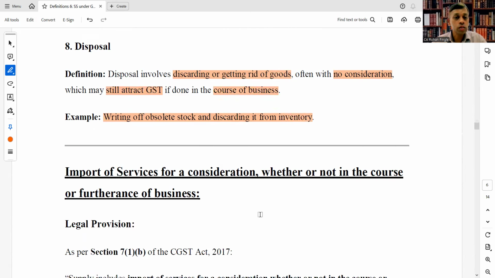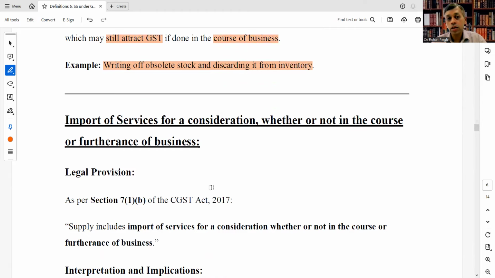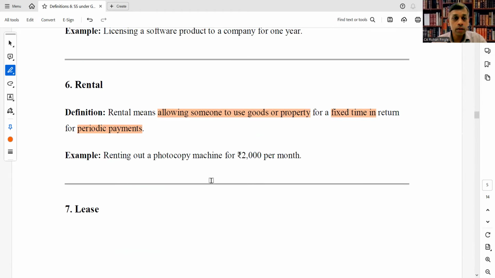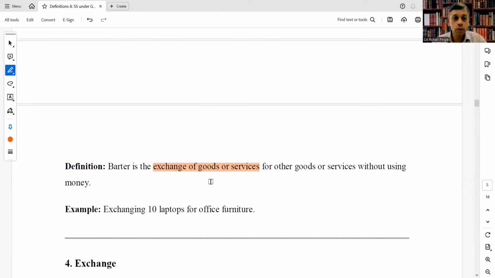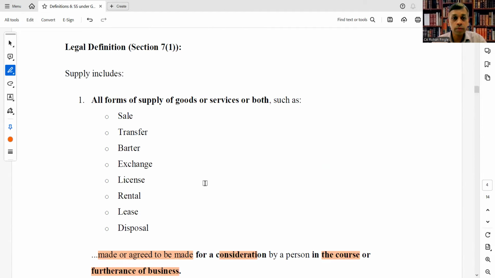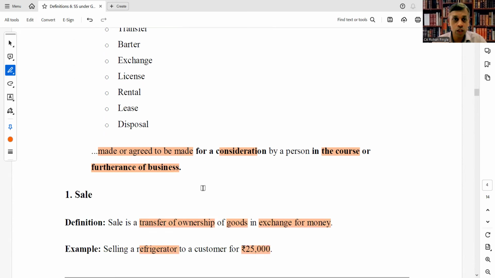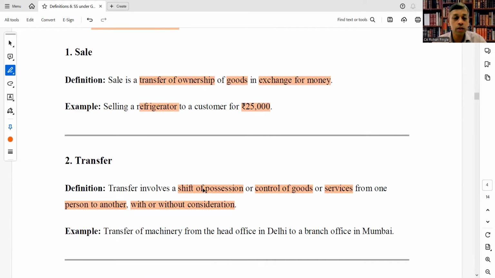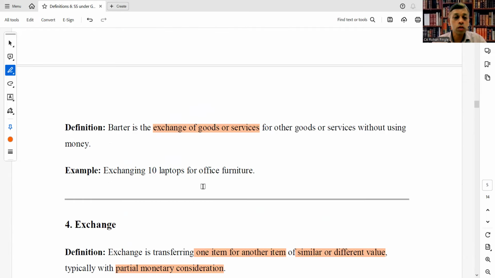Next, we have covered 8 parts that we have learned one by one, that is, what is covered under supply. Supply includes sale, transfer, barter, exchange, license, rental, disposal.